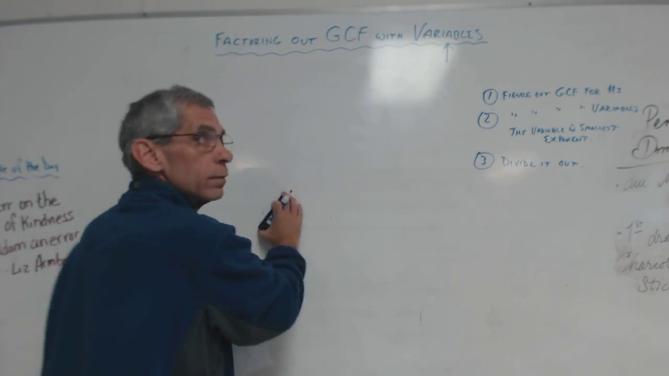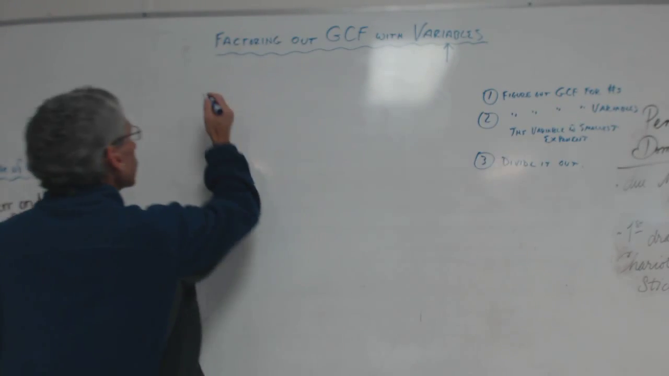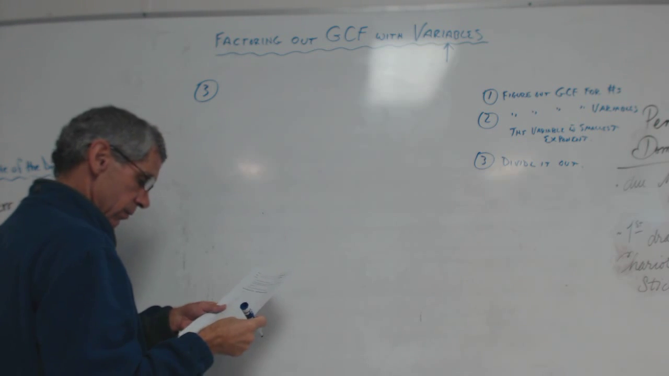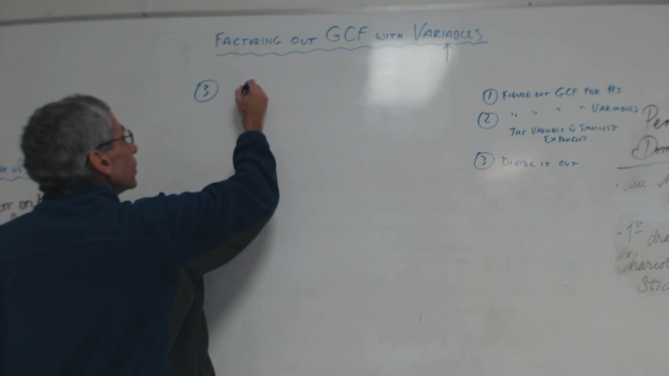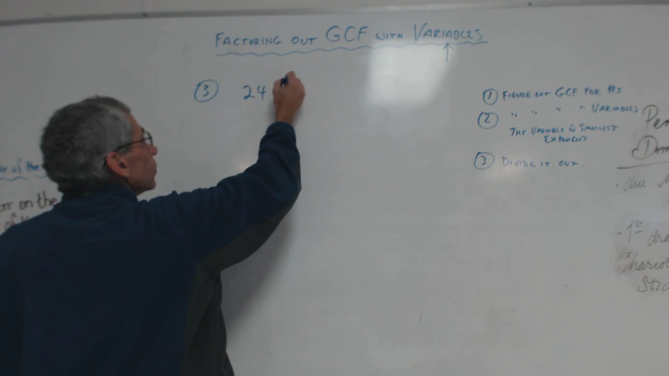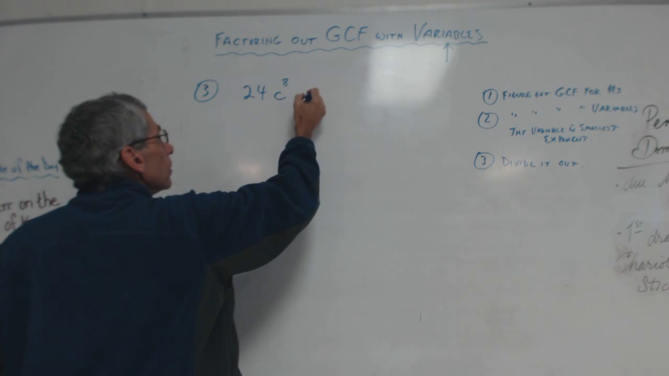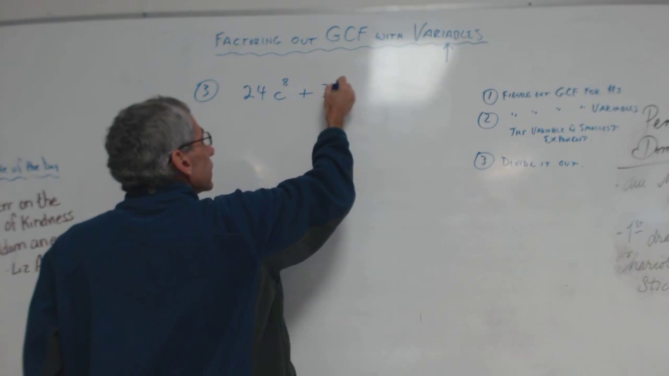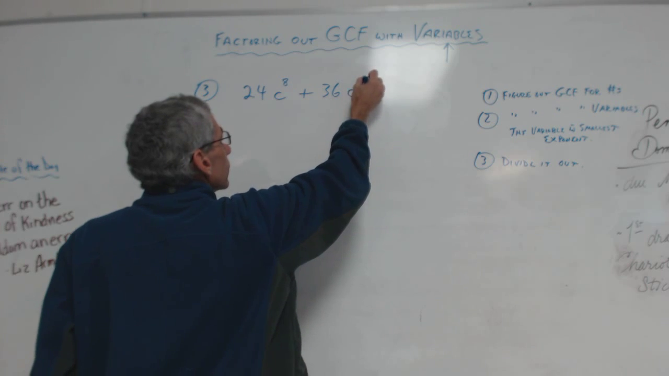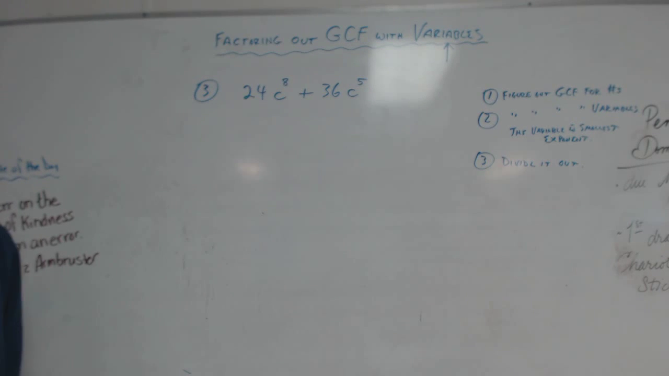Okay, so now let's do 2 more. 3 and 4. I want to be sure we have time. Okay, we'll do 3. See if there's any harder things. How about 24c to the 8th plus 36c to the 5th? Okay? It looks scary, but it's not scary at all. It's just as easy as the first one I put up there.